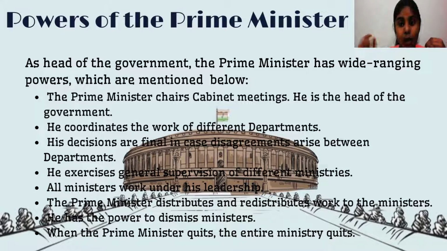All the ministers work under his leadership. The Prime Minister distributes or redistributes work to the ministers. He has the power to dismiss a minister. When the Prime Minister quits, the entire ministry quits.